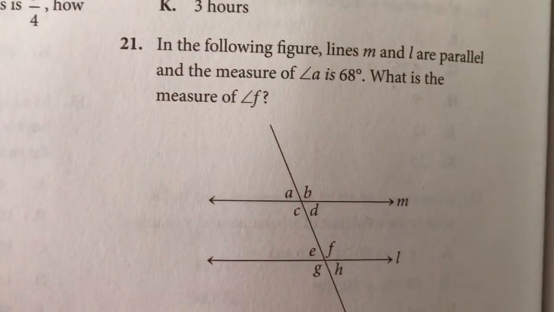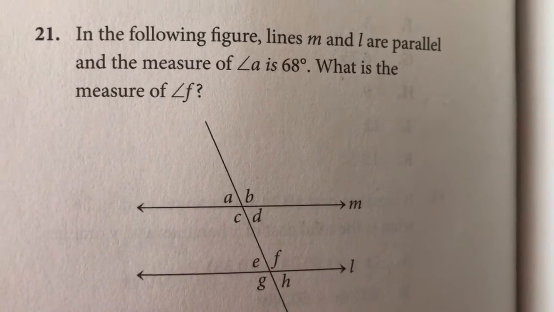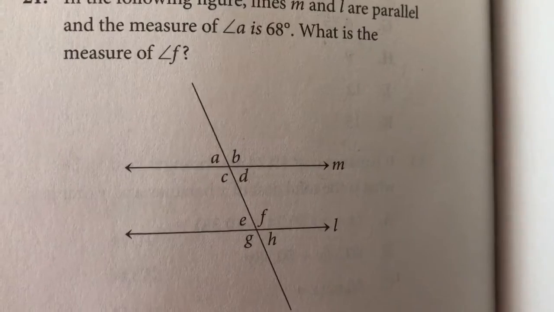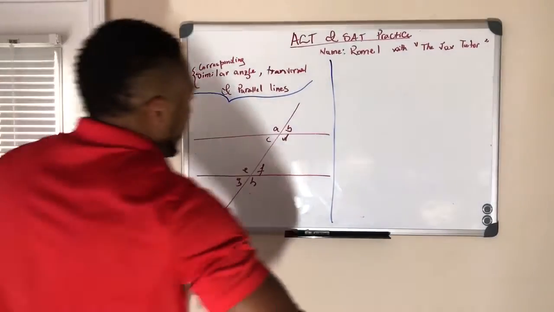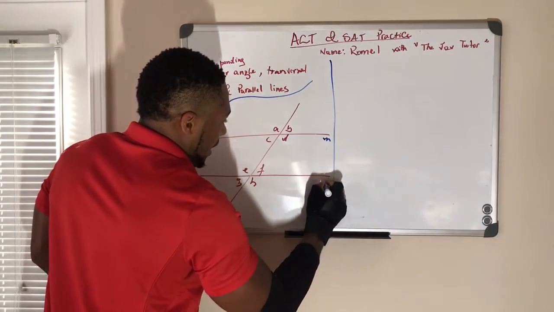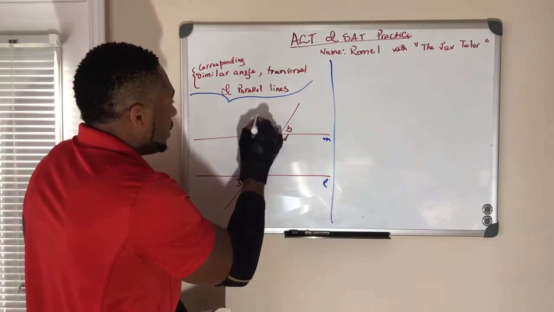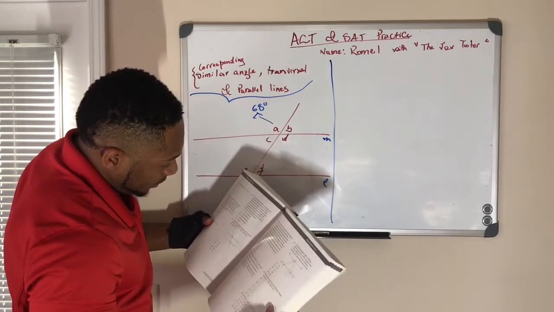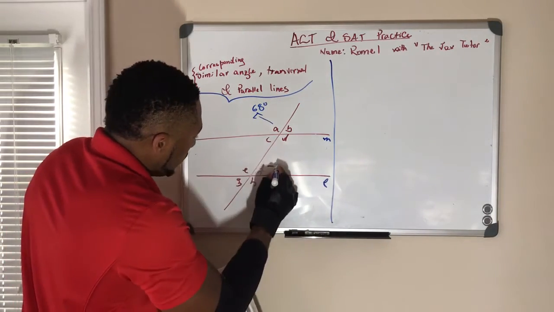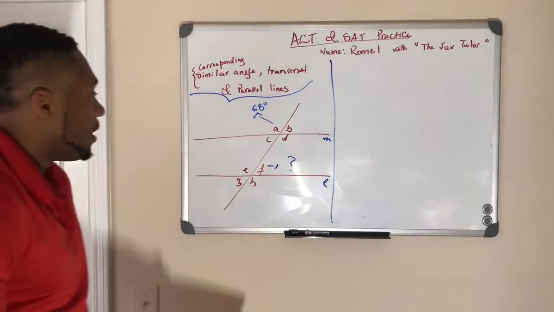It says, in the following figure, M and L are parallel, and the measure of angle A is 68 degrees. What is the measure of angle F? So we've got M. They call this line M. They call this line L. And they say the measure of angle A, which is this angle, is 68 degrees. And they ask us for the measure of angle F. Okay, so what do we know about the parallel lines?